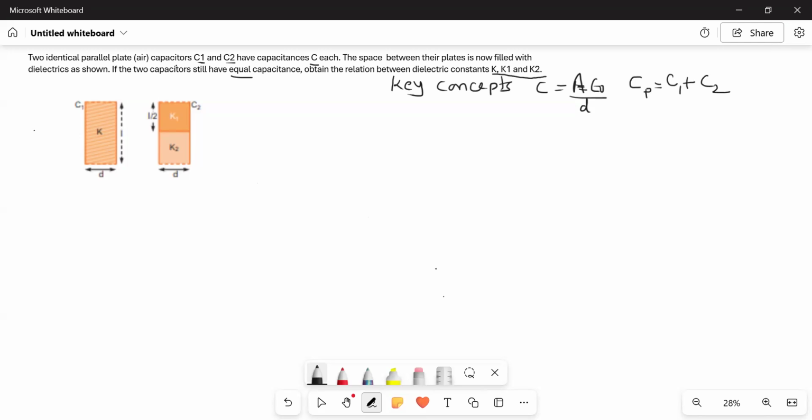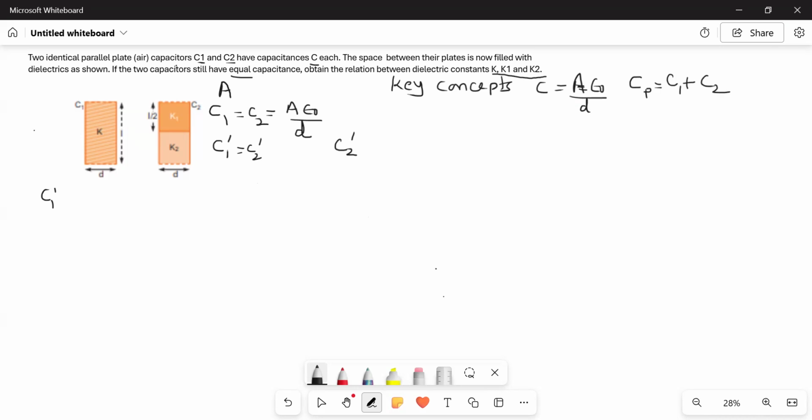So here, if A is the area of cross-section of the plates, then C1 and C2 value will be A epsilon naught by D. Now, if C1 dash is the capacitance of the first capacitor after the material is filled, and C2 dash is the capacitance of the second capacitor after the two materials are filled, then C1 dash is equal to C2 dash, that is given to you. Now we'll find the value of C1 dash and C2 dash.